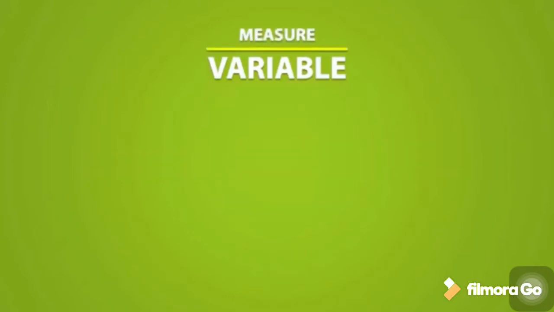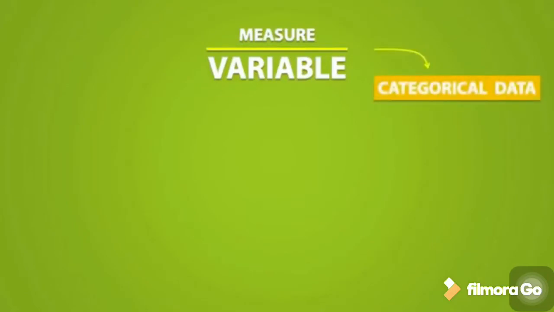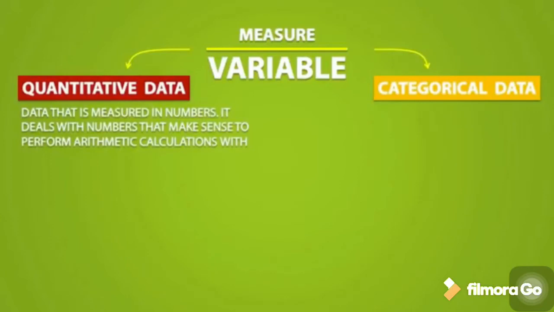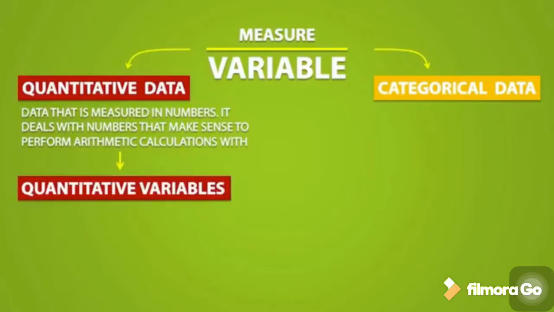When we measure a variable, our data can come into two different forms. There is categorical data and there is quantitative data. Quantitative data refers to data that is measured in numbers. It deals with numbers that make sense to perform arithmetic calculations with, like calculating an average. Quantitative data comes from quantitative variables. Examples include height, weight, and midterm score.